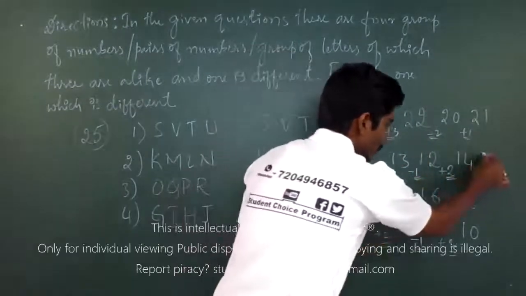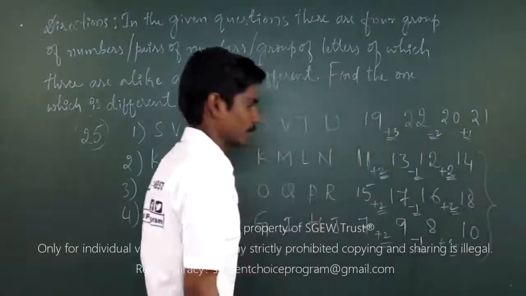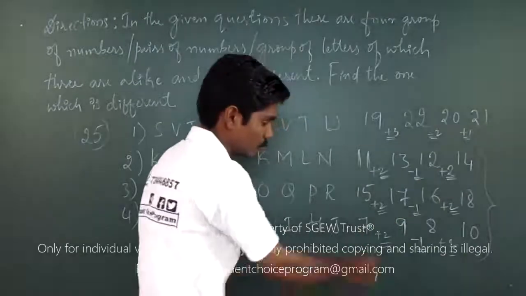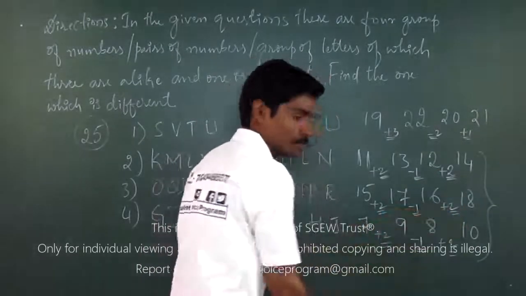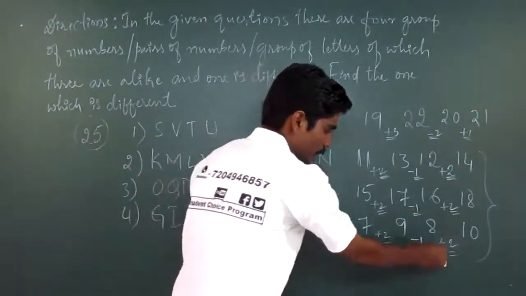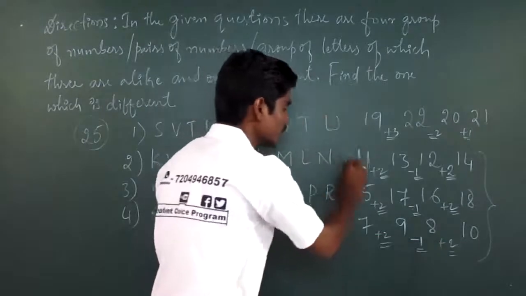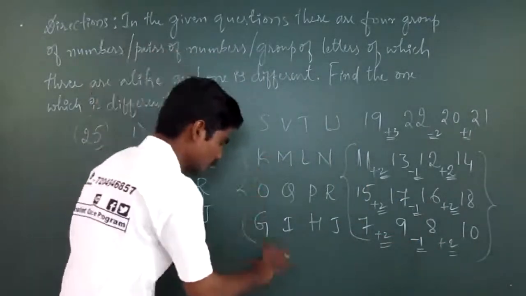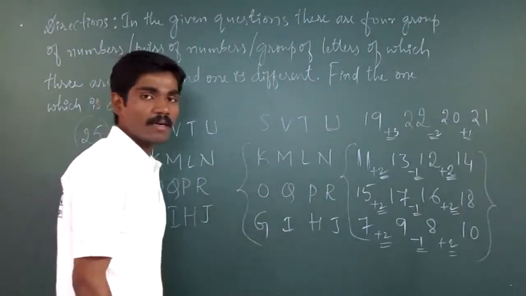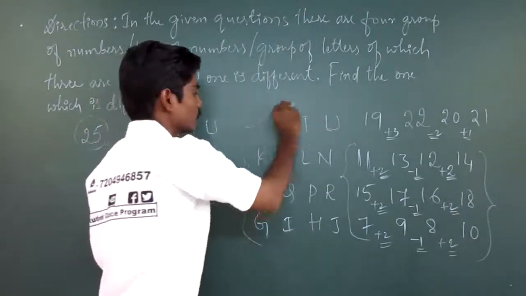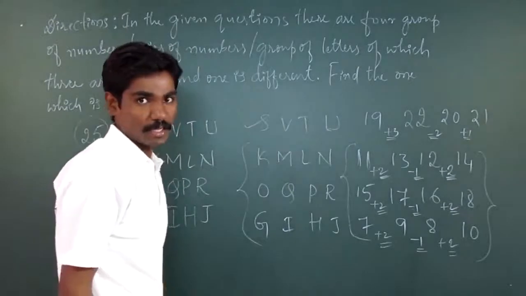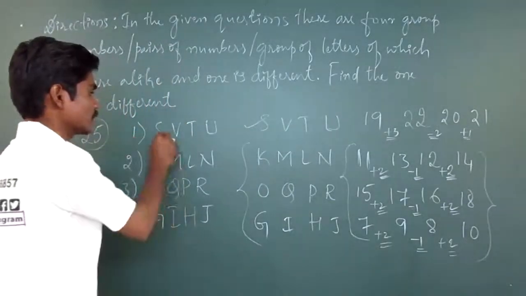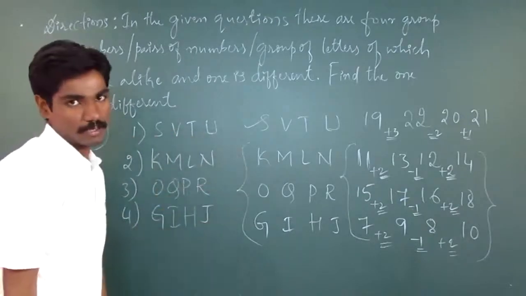Now friends, look at these numbers. That is plus 2, minus 1, plus 2. Plus 2, minus 1, plus 2. Plus 2, minus 1, plus 2. That means these three series of letters are alike, whereas the first one is different. Therefore, now let us check the given options. The first option is itself SVTU, which is the right option.